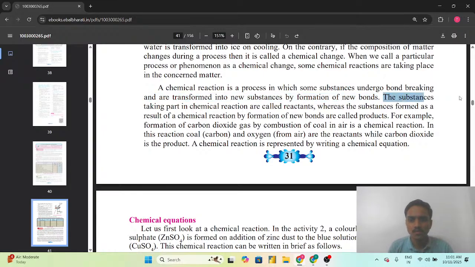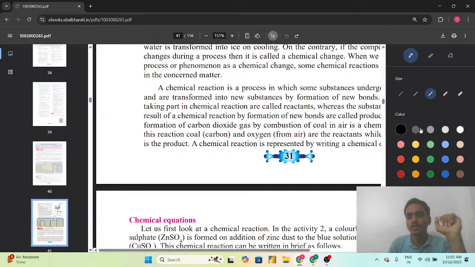The substances taking part in the chemical reaction are called reactants, whereas the substances formed as a result of the chemical reaction by the formation of new bonds are called products. So this is the one which we have to highlight as it is important.